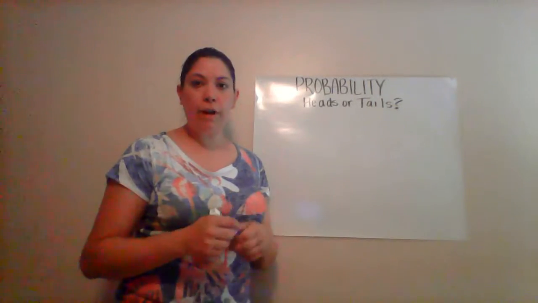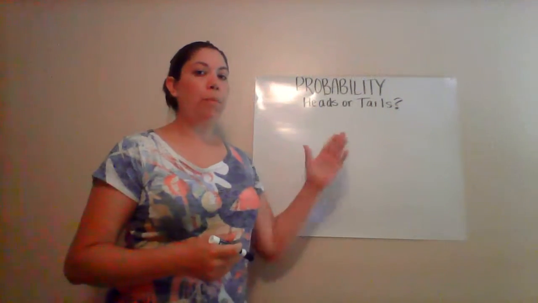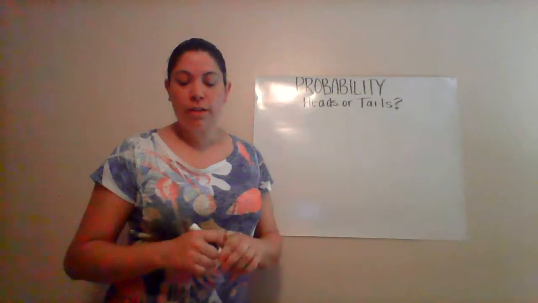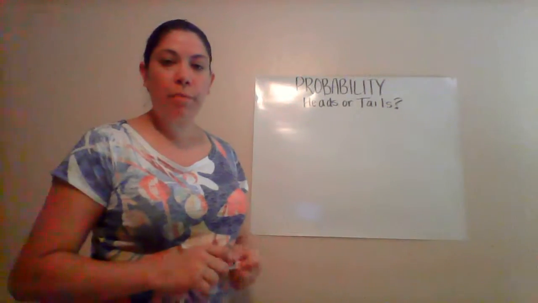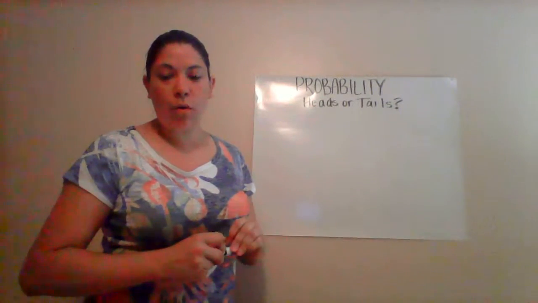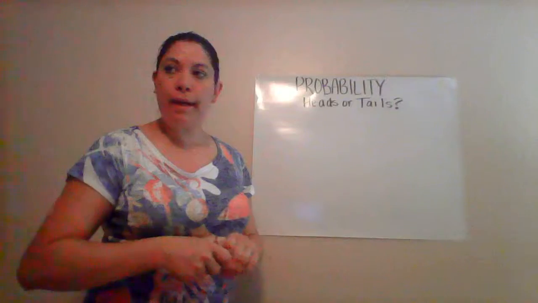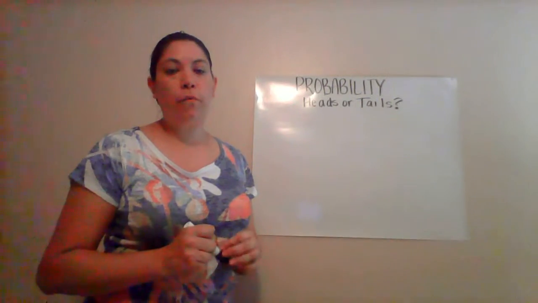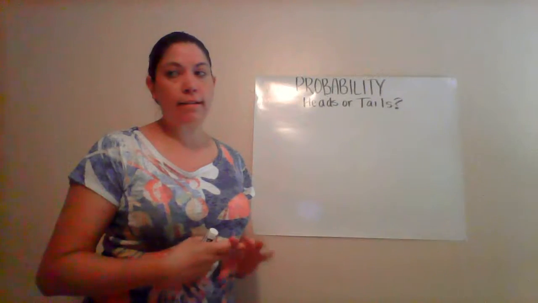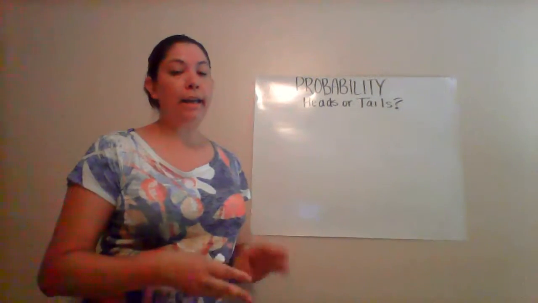Class, my name is Miss Belfry, and we're going to be learning about probability, heads or tails. We're going to find out what probability is and how to find out the outcome if we flip heads or tails, or we flip a coin twice to see what we get, and three times.